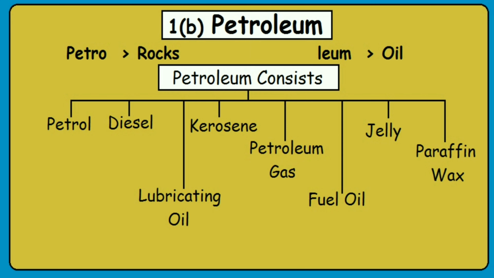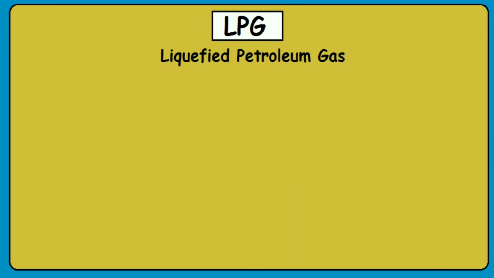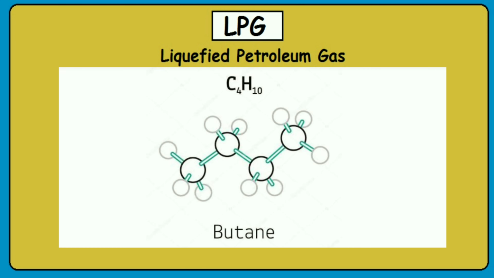Petroleum consists of petrol, diesel, petroleum gas, kerosene, grease, petroleum jelly, paraffin wax, lubricating oil, fuel oil, etc. Top 4 are used as fuels. We know the use of petrol, diesel and kerosene. Let's discuss LPG, liquefied petroleum gas. It is mainly composed of butane, C4H10, with a small amount of ethane and propane.